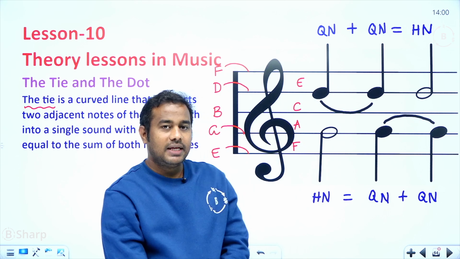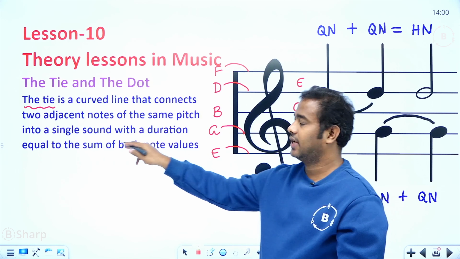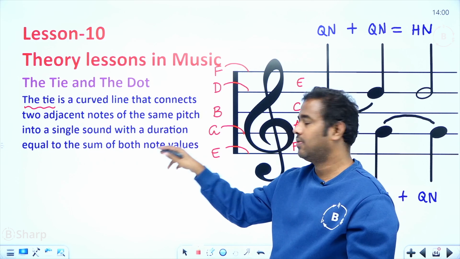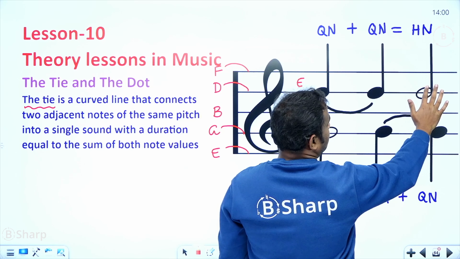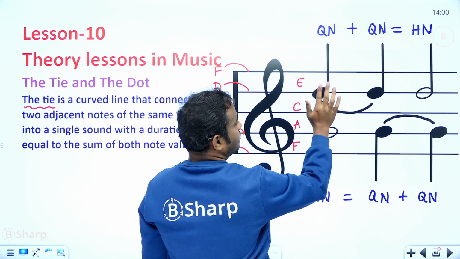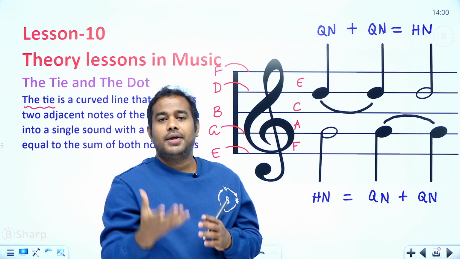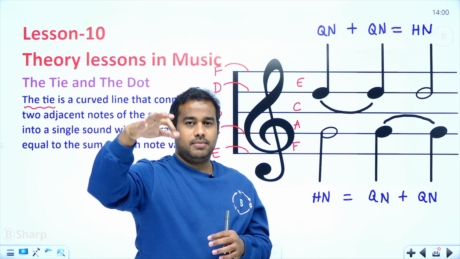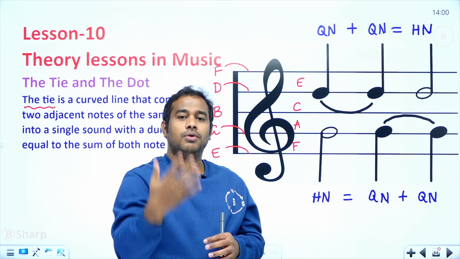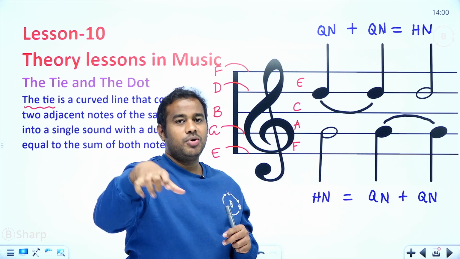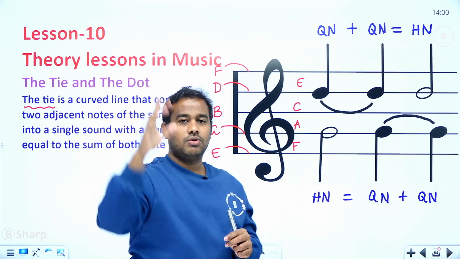So what do we mean by a tie? A tie is a curved line that connects two adjacent notes of the same pitch into a single sound with a duration equal to the sum of both note values. So here, instead of playing this half note completely, you can play two quarter notes. Instead of pressing the piano key and waiting for a long time, you can take the same amount of duration, relax, and press it again.